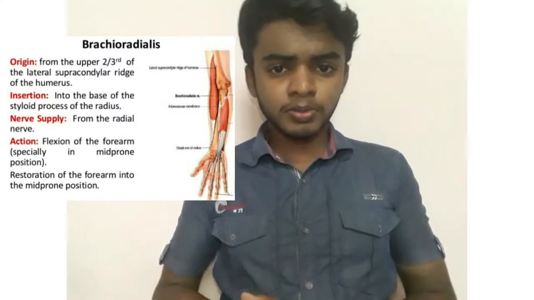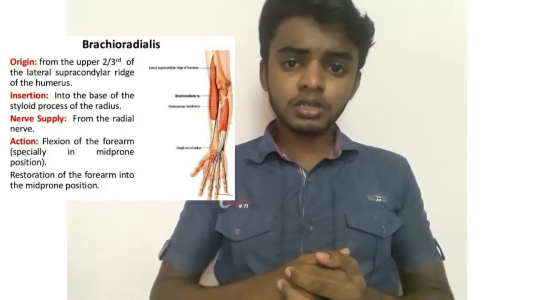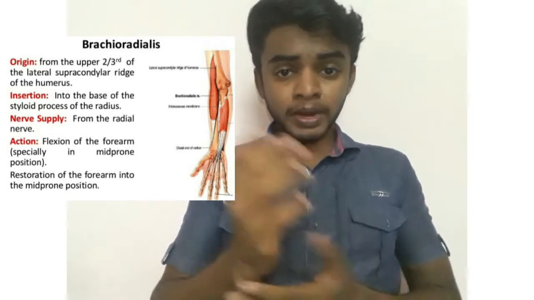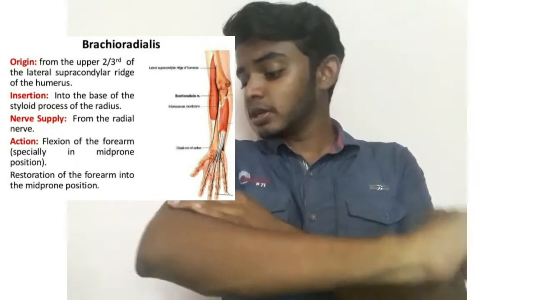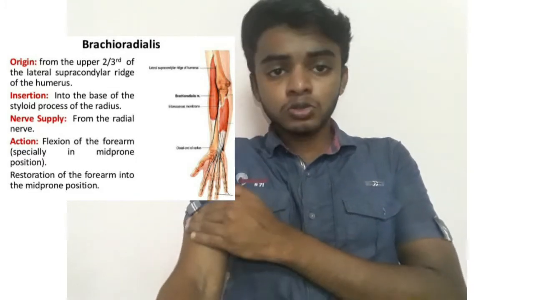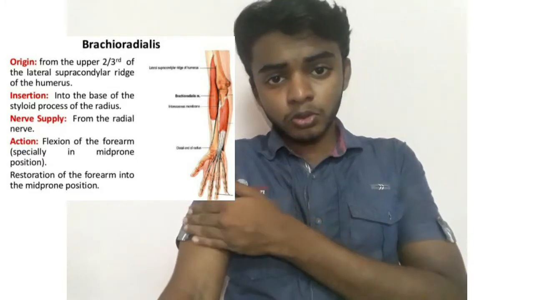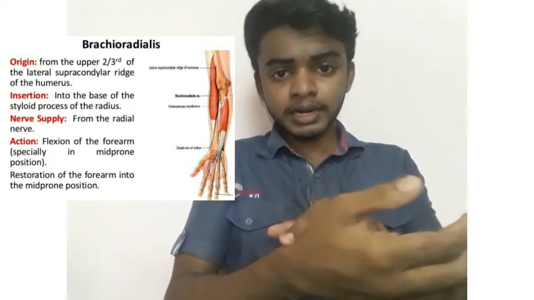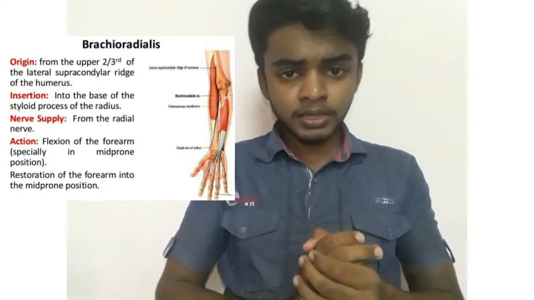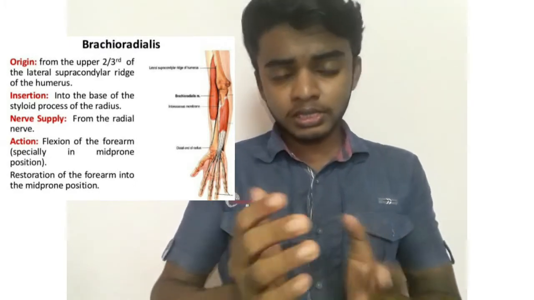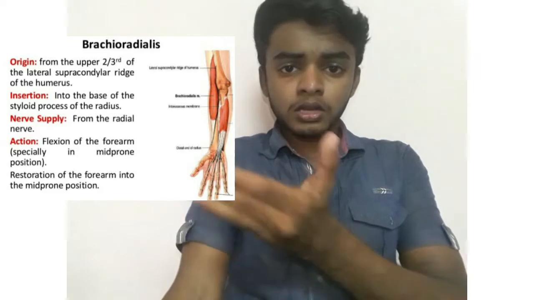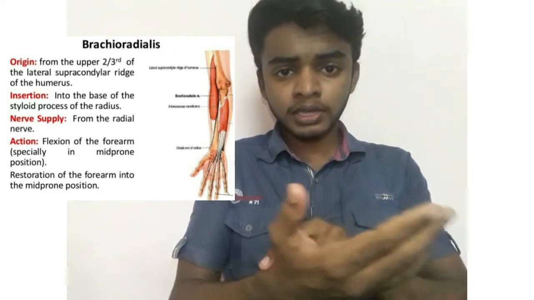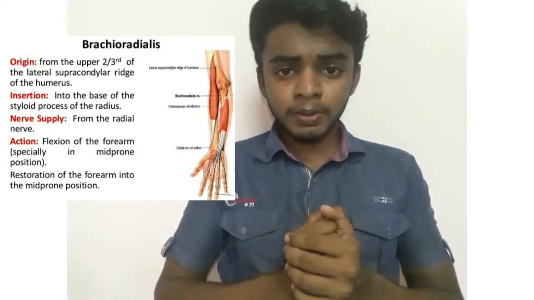The next one will be the brachioradialis. The brachioradialis is a very important muscle of the extensor compartment. So the brachioradialis takes its origin from the upper 2/3 of the lateral supracondylar ridge of the humerus, and is inserted into the base of the styloid process of the radius, and it is also supplied by the radial nerve. So it takes its origin from the upper 2/3 of the supracondylar ridge of the humerus, inserted into the base of the styloid process of the radius, and it is supplied by the radial nerve.